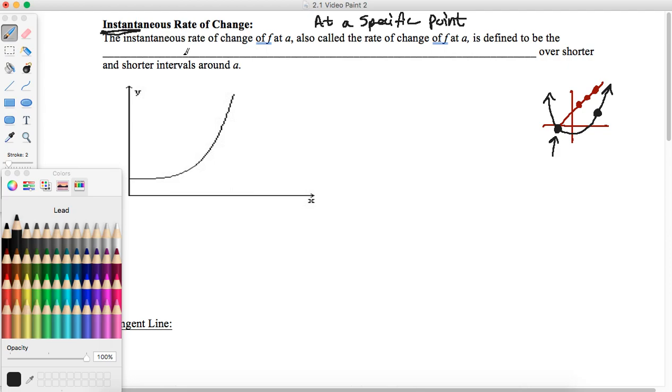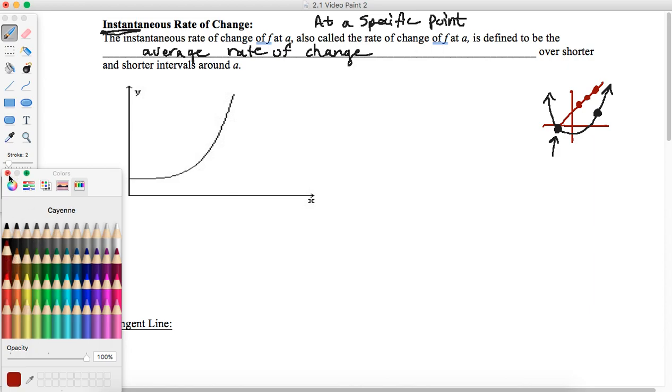And so the instantaneous rate of change of f at a, also called the rate of change of f at a, is defined to be the average rate of change over shorter and shorter intervals around A.